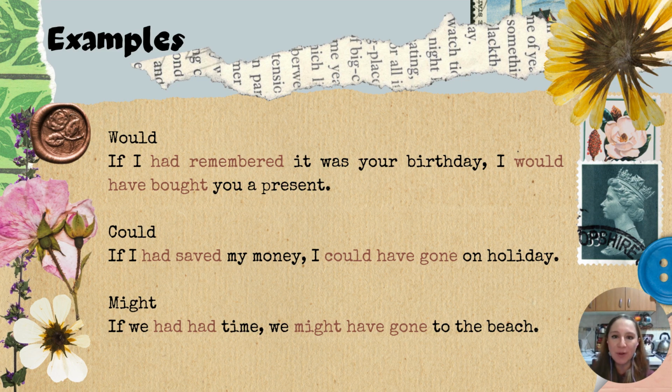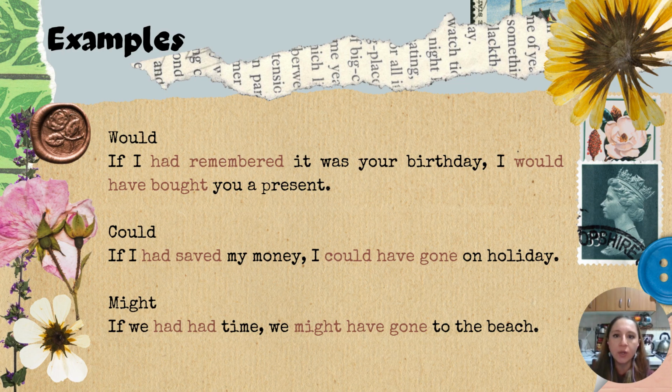To make this information clearer, let's take a look at a few examples. First, we have the modal would. If I had remembered it was your birthday, I would have bought you a present. But you didn't tell me it was your birthday, so I couldn't get any present for you.